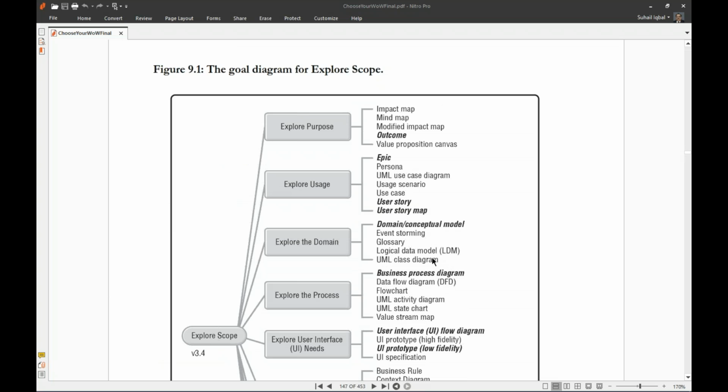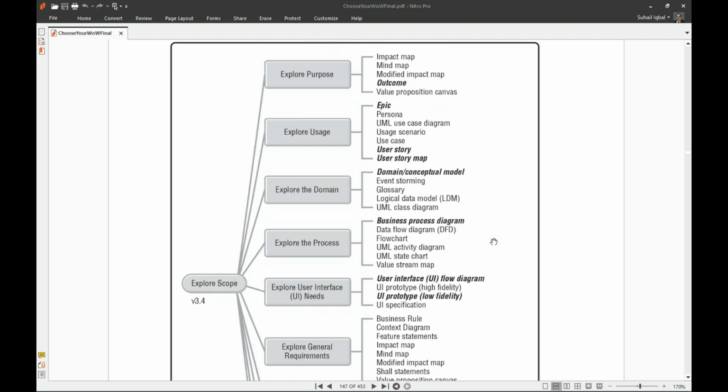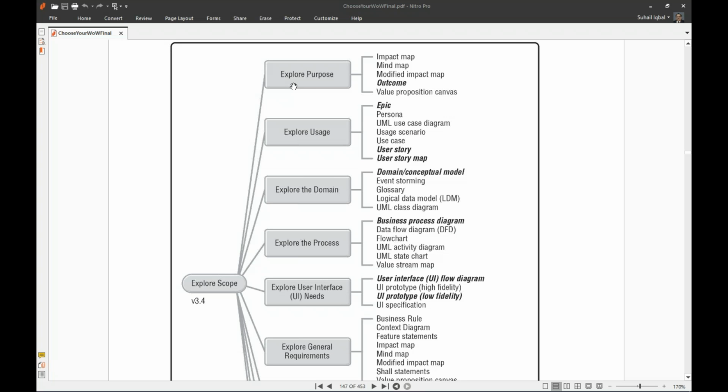Figure 9.1, the goal diagram for the explore scope process. The explore scope process has a number of options, and we will take them one by one. First of all, explore the purpose. For exploring the purpose, we have a number of alternatives available here. We have impact map, mind map, modified impact map, outcome, and value proposition canvas. And outcome being in bold italic, it looks like the best option.